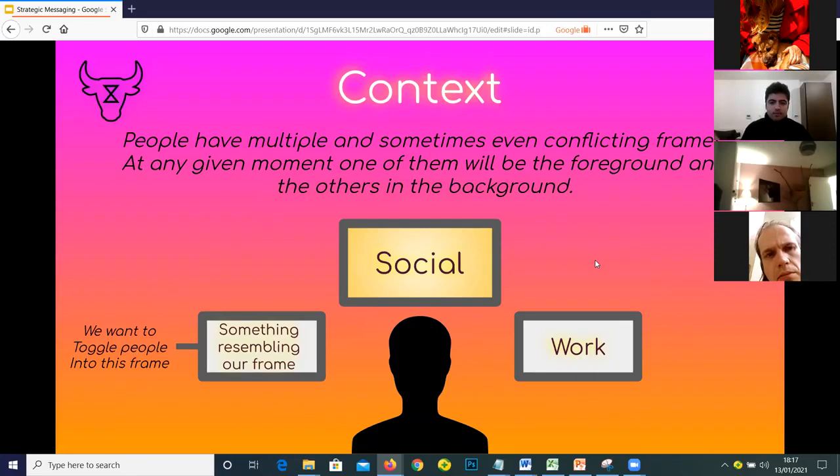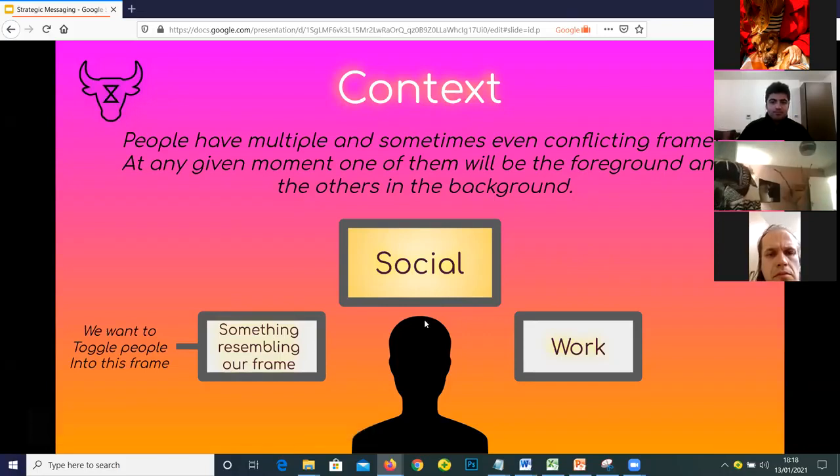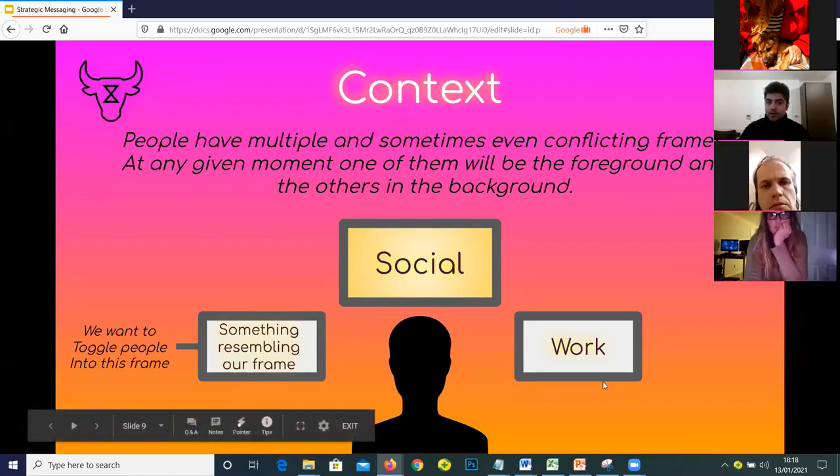So yeah, many more frames, but this is obviously quite a simplistic example. People toggle between different frames, right? When they toggle into a frame, that particular frame will come into the foreground and the rest will be in the background. So if I'm in a Zoom social and not at work, I'll be toggled into my social frame, and my work frame and all the other frames will be in the background.